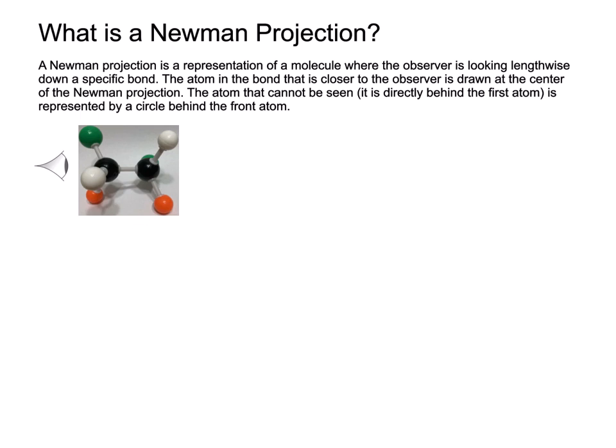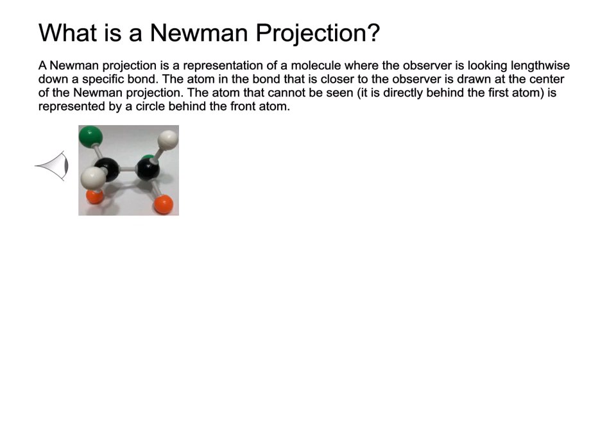So what is a Newman projection? A Newman projection is a representation of a molecule where the observer is looking lengthwise down a specific bond. The atom in the bond that is closer to the observer is drawn at the center of the Newman projection, while the atom that cannot be seen, because it's directly behind the first atom, is represented by a circle behind the front atom.